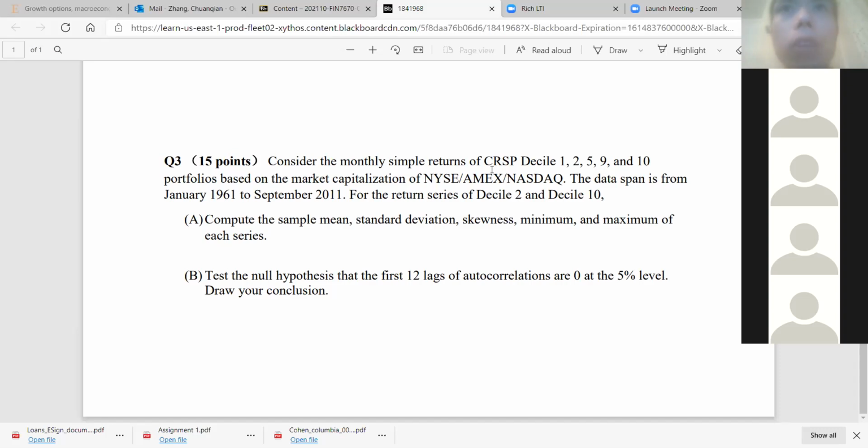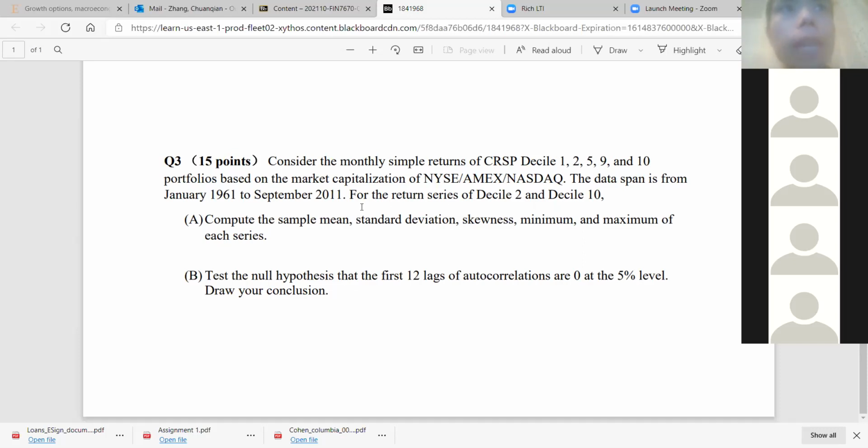So I will give you a data file, a simple monthly returns file from CRSP. You don't need to care where the stock comes from. The decile 1, 2, 4, 5, 9, 10, I just constructed several portfolios. You don't need to care about the finance story behind it. Just know that there are five columns of data, different portfolios, different returns, just simply numbers.